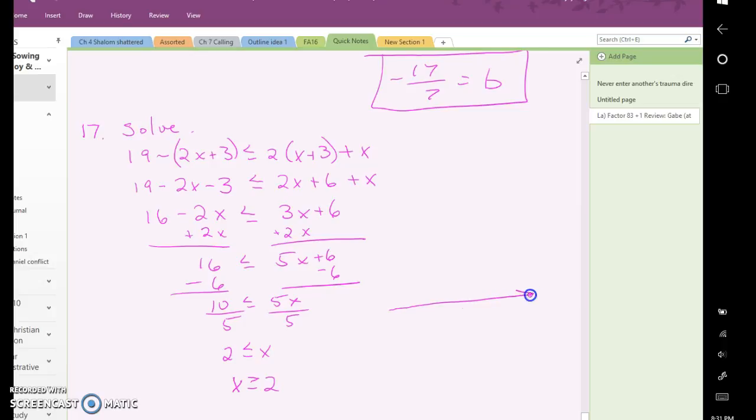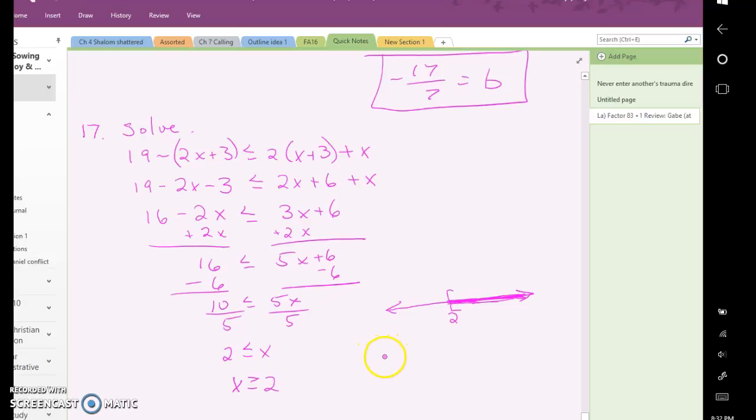The other is graphically. Here's 2. X is greater than or equal to, so we use a bracket rather than a parenthesis because we have an equal component. And then everything larger than 2 gets shaded, and that is the graph of x is greater than or equal to 2.